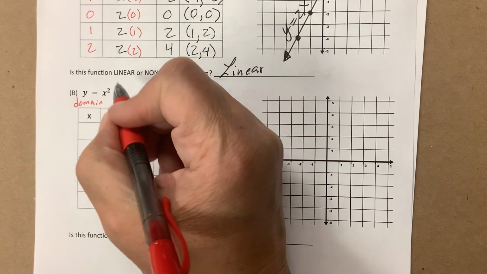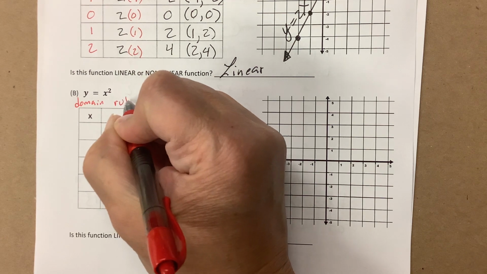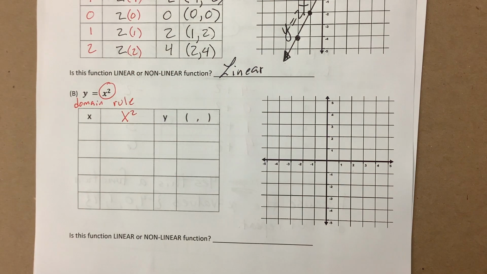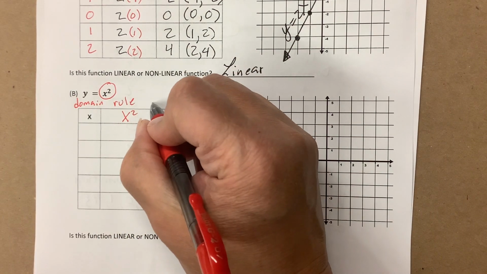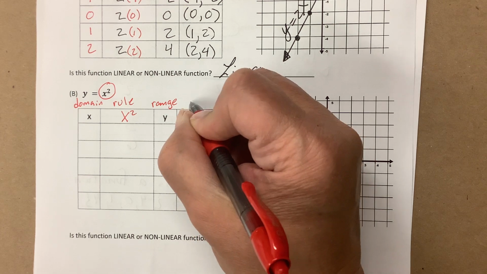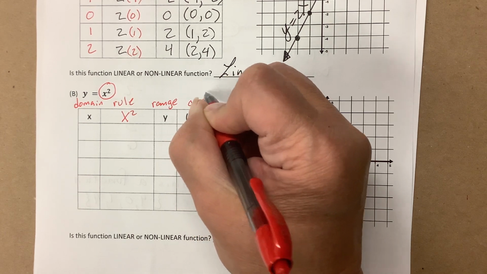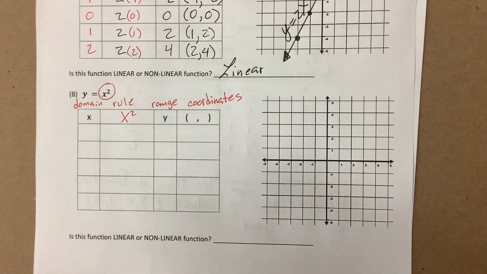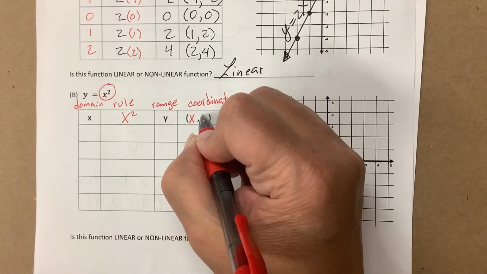Same domain, but now my rule is different. My rule is going to be x squared. We're going to talk about that a bit more. My range is the y values, and my coordinates, that tells me where to graph my points. That's going to be an x and a y.